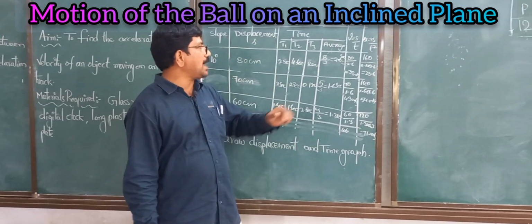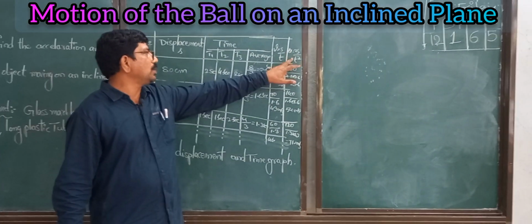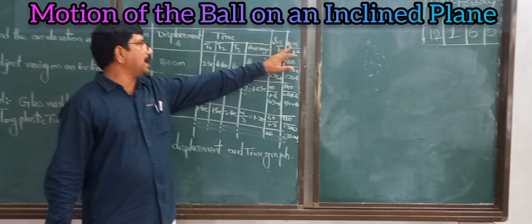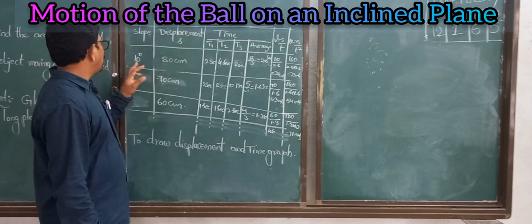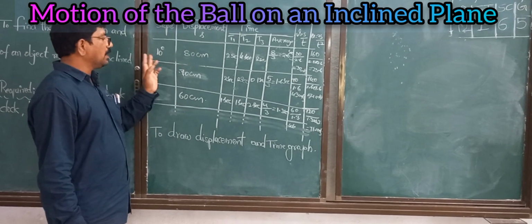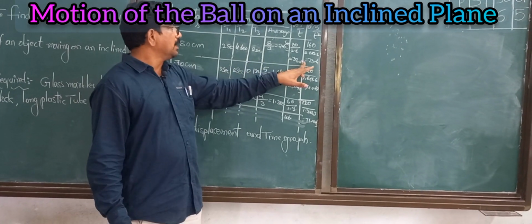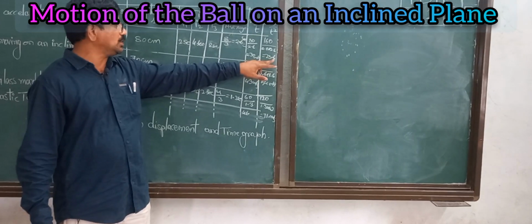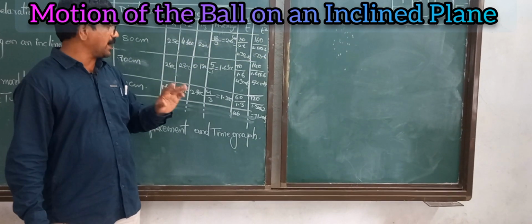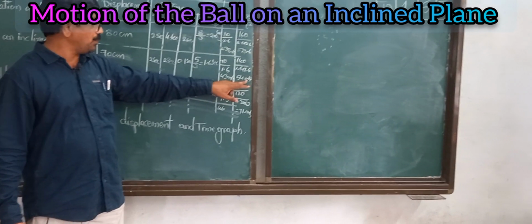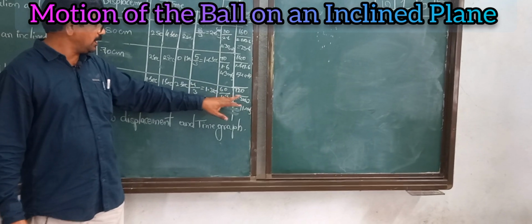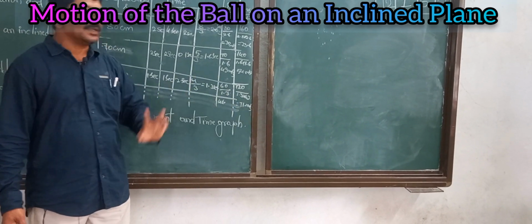Next one, observe this acceleration. A is equal to 2s by t square. When you calculate the acceleration, see this one. For the same angle of inclination, acceleration is how much? 23.6 meters per second square. Here it is 54 meters per second square. Here it is 71 meters per second square.